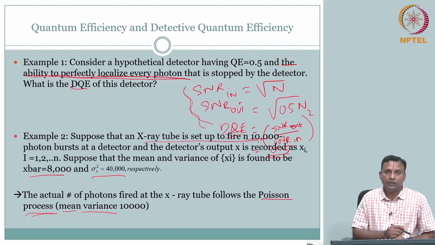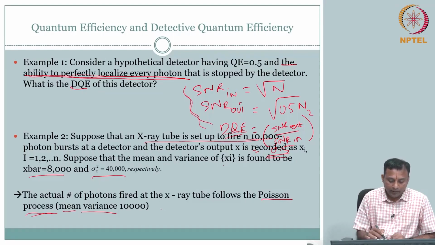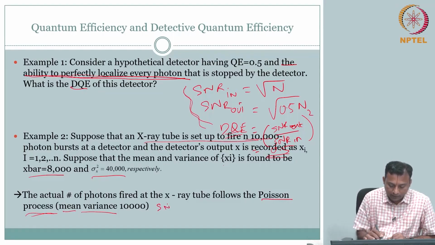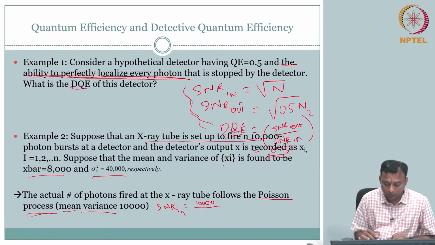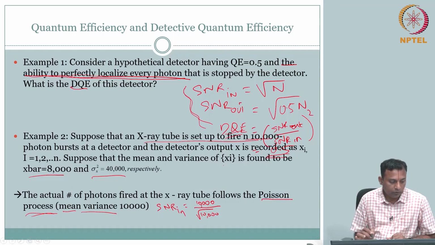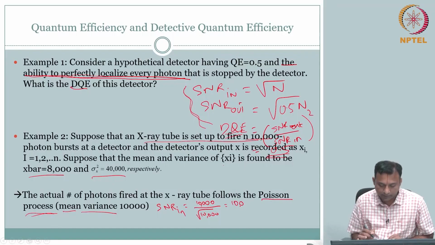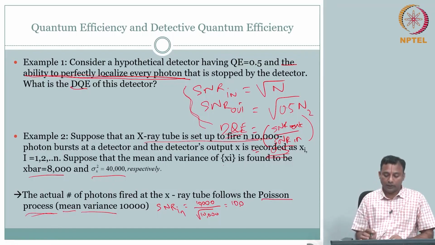Okay, so that means this is not a big deal, right? So I can get my SNR in as 10,000 divided by, this variance is 10,000. So what do I need? Standard deviation. So it is the square root of 10,000, so it's about 100. Wow, this is my input SNR.